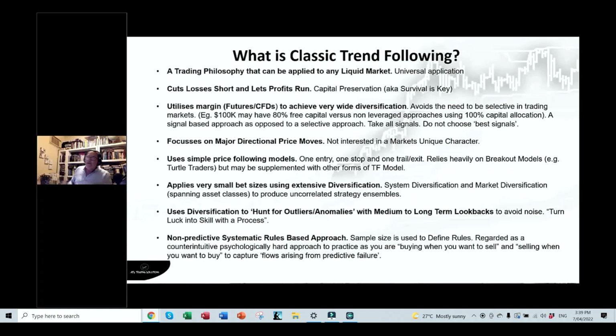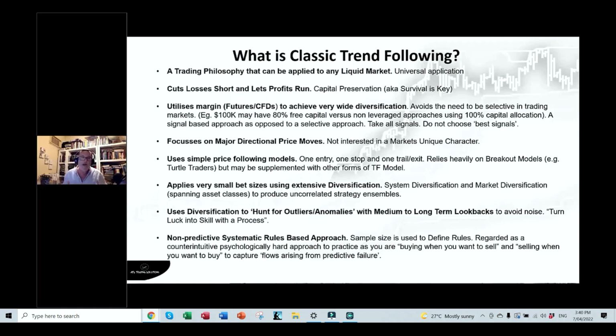So when we get into the nuts and bolts of what is classic trend following, it's a trading philosophy that we apply to any liquid market. In other words, we do not say that there are any markets that offer trending opportunities greater than any other markets. We treat every single liquid market the same way, and that's because we are targeting these outliers or these anomalous directional market moves, which are not the market moves you would expect in a regular repeating pattern. These anomalous outliers occur in any liquid market, and they may occur for a variety of reasons, which we'll get into a bit later, but they are not a repeating pattern.